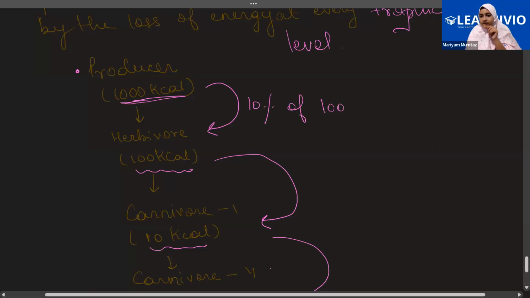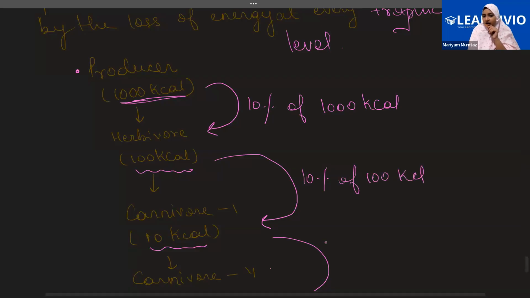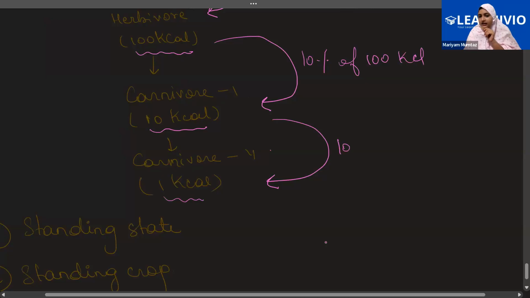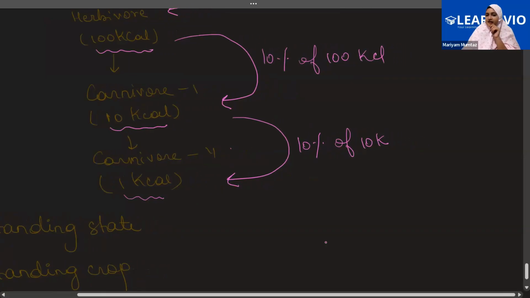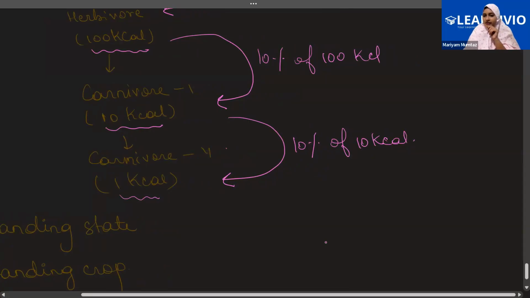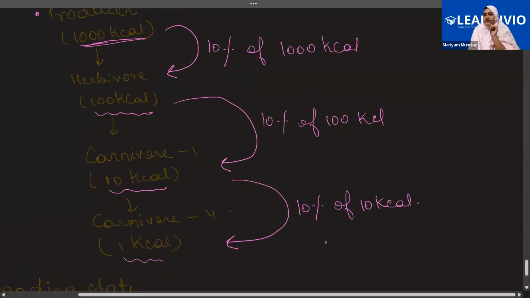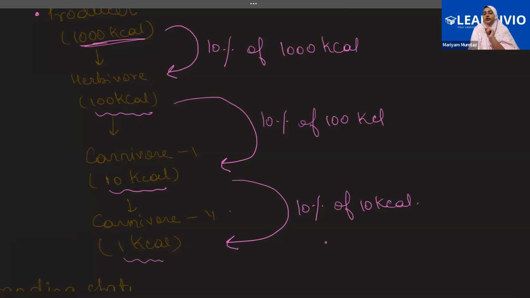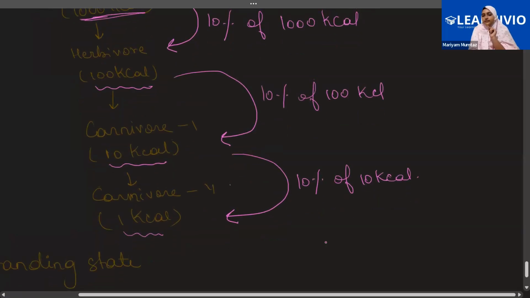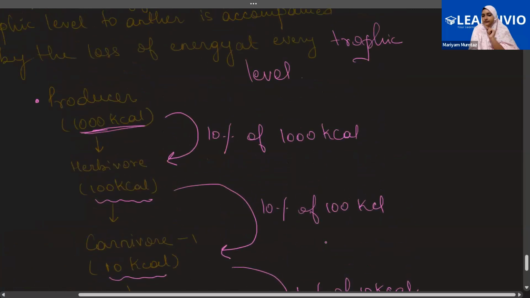So here 10% of 1000 kilocalories is going to the herbivores, then 10% of 100 kilocalories is going to the primary carnivores. Ultimately, 10% of the 10 kilocalories is going on. I'm just writing here so that you people don't get confused later on. So this is how the energy transfer takes place. Only 10%. Our ecosystem, our world runs on this 10% law. Clear? Any doubts? No, ma'am.